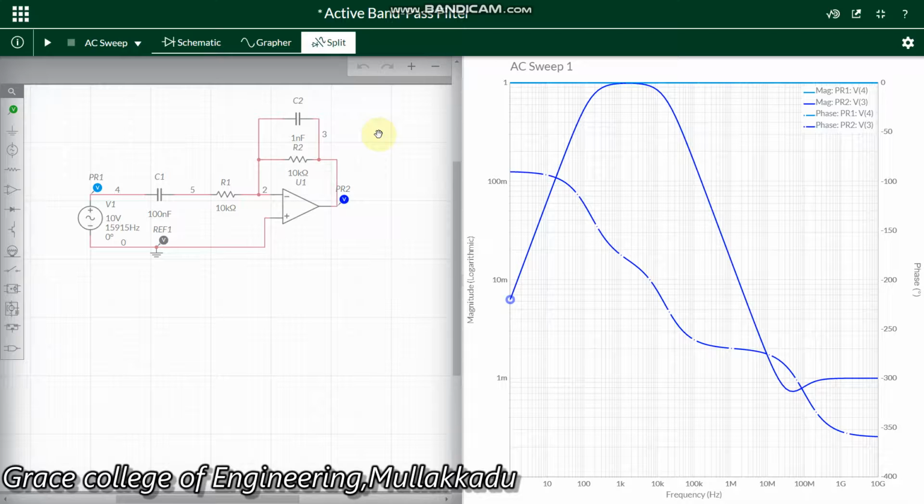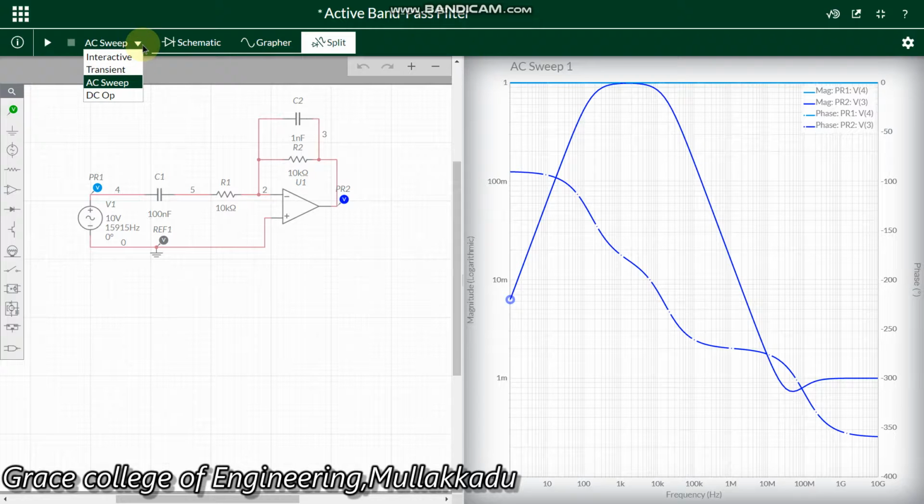Thus we have seen the output for the active band pass filter, low pass filter, and high pass filter magnitude response. We can also see the input output characteristics by selecting this value as active, and if we choose the AC sweep, then we will get the magnitude value. Similarly, magnitude can be plotted in either logarithmic value or in the dB value in this simulation.